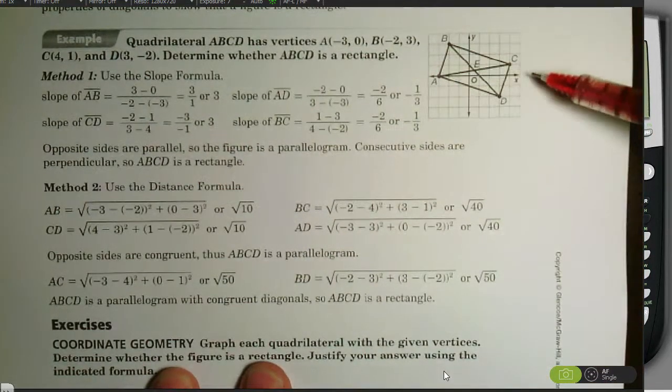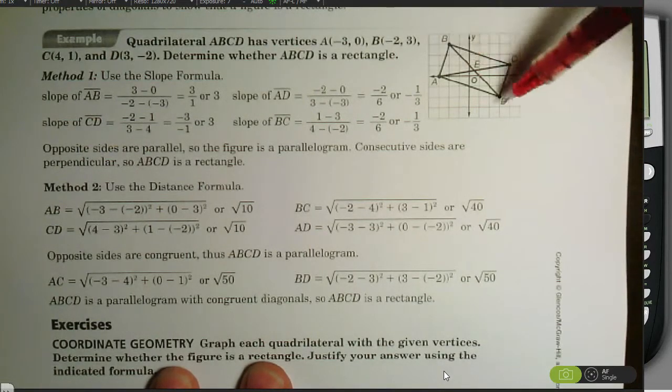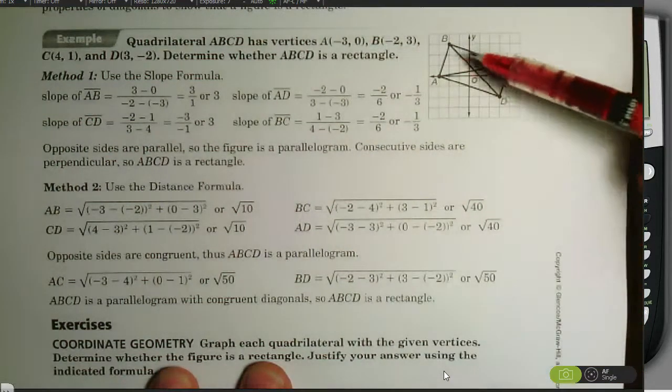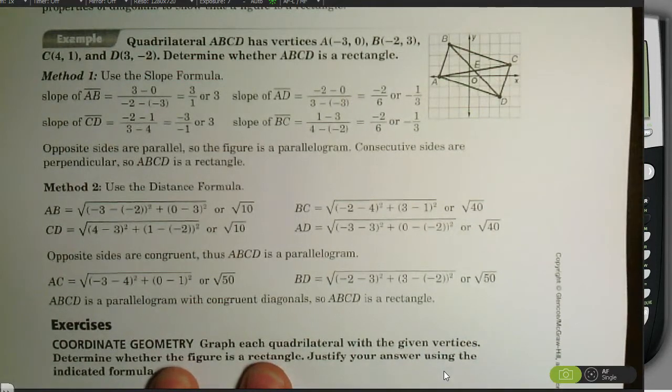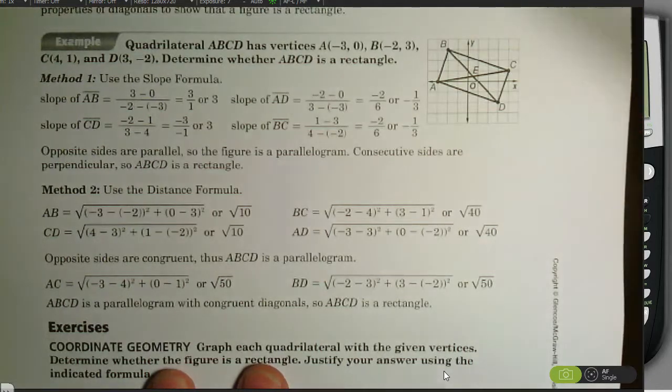You plot it out, you get this shape here. It looks like a rectangle. So there are 2 ways to prove that. One is to show that the opposite sides are parallel, which we do with the slope formula. Hey, 3 and 3, those guys are parallel. Negative 1 third, negative 1 third, those guys are parallel. There are my 2 opposite sides that are parallel. That makes it a parallelogram.